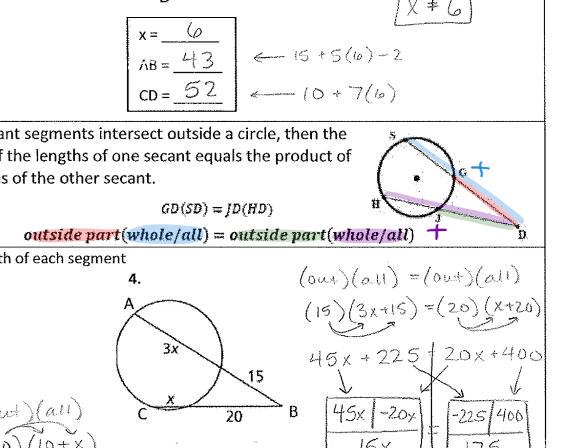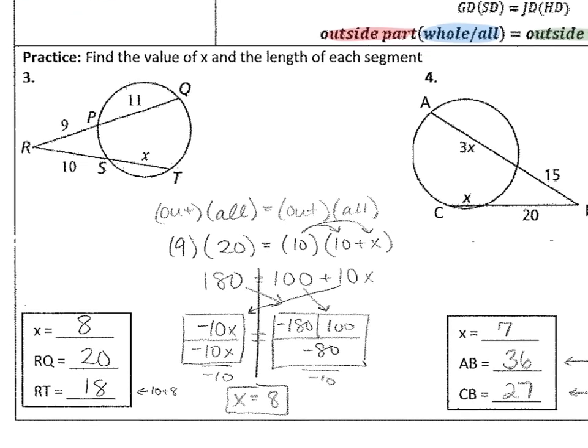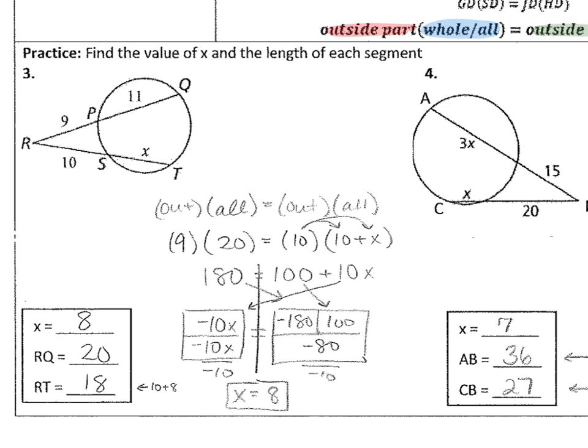So let's see an example here. In number 3, I notice that the segments are outside the circle. They intersect outside the circle. So my brain goes to the outside circle formula, which says I'm going to take the outside part, which is 9. Do we see that? We agree that that's outside. I'm going to multiply it by the whole secant line, which is all of this. I need both of those numbers. What is 9 plus 11?